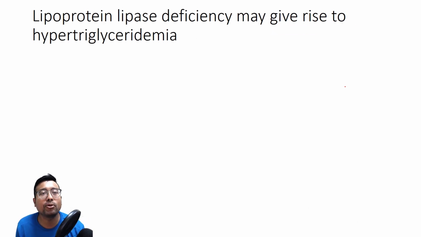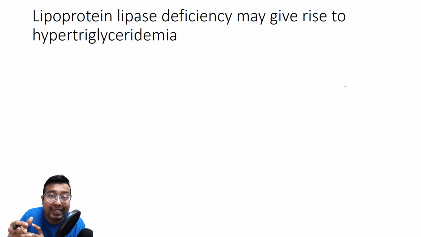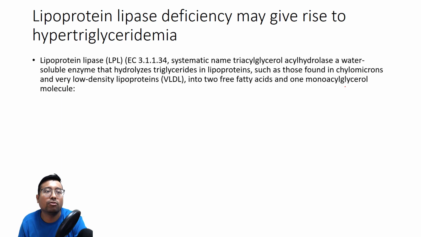Next, lipoprotein lipase deficiency may give rise to hypertriglyceridemia, right? So this is a classic example where you need to mention what lipoprotein lipase does. There are a few justified type of questions where you need to mention what is the normal process, and then you need to mention the deficiency gives rise to what problem, right? So we need to know about lipoprotein lipase. This is basically for MCQ.